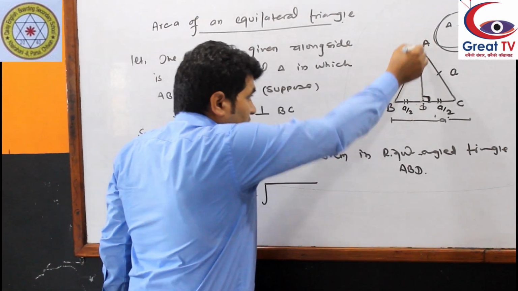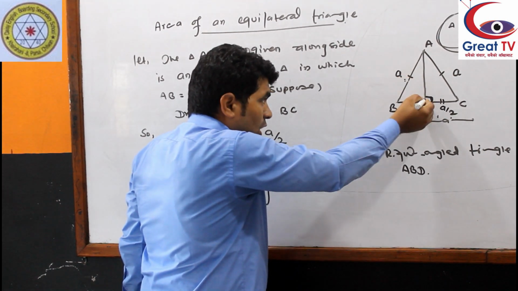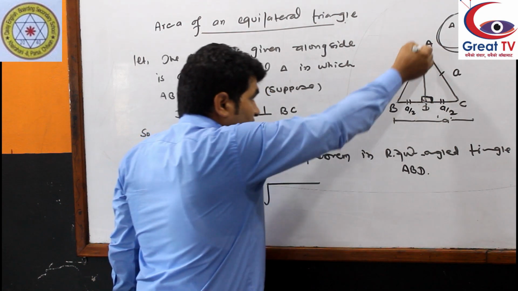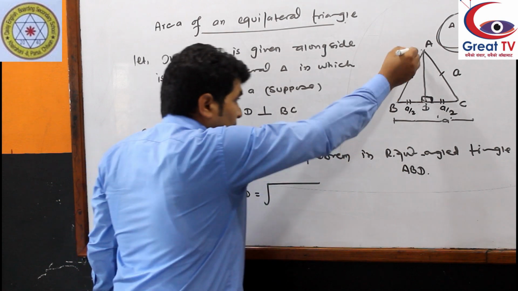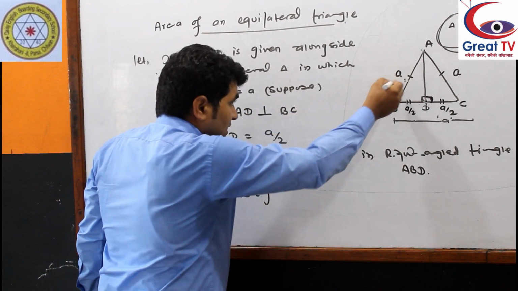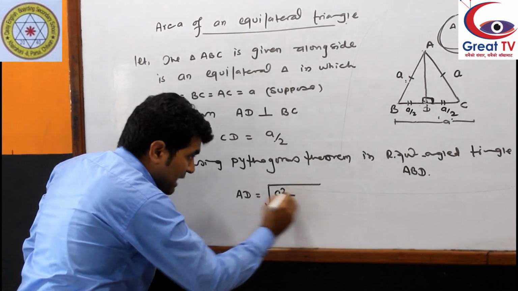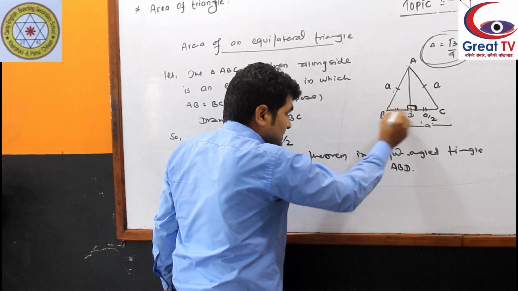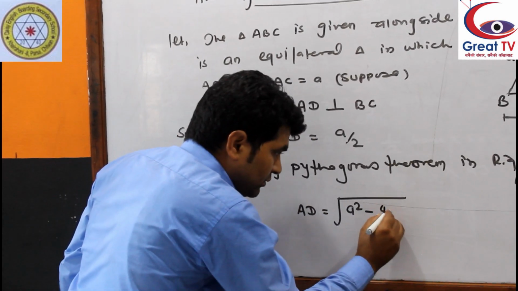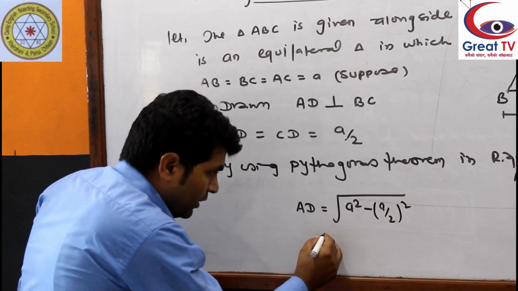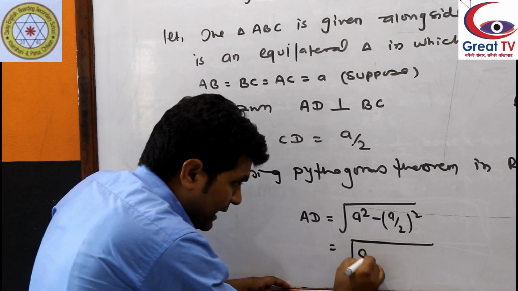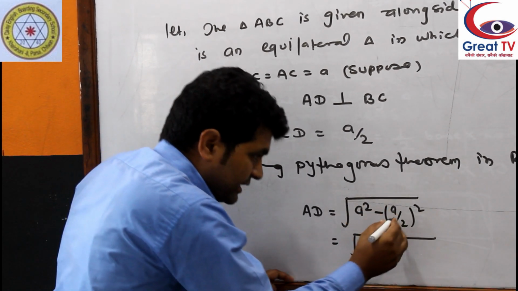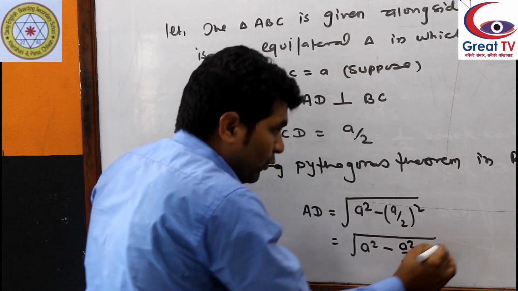This line segment is the hypotenuse of this right angle triangle ABD, because the angle opposite to it, ADB, is 90 degrees, because by construction AD is perpendicular to BC. So AB is the hypotenuse of right angle triangle ABD. So a squared minus h squared minus b squared, where b means base BD, that is a by 2, whole squared. So AD equals root under a squared minus the square of a over 2, that is a squared divided by 4.